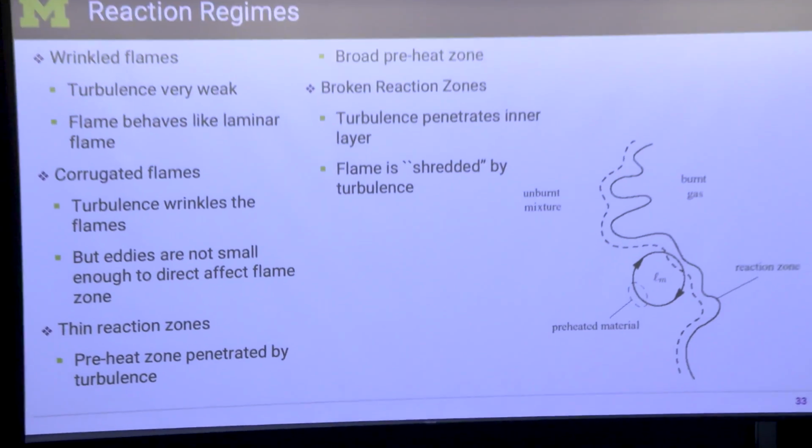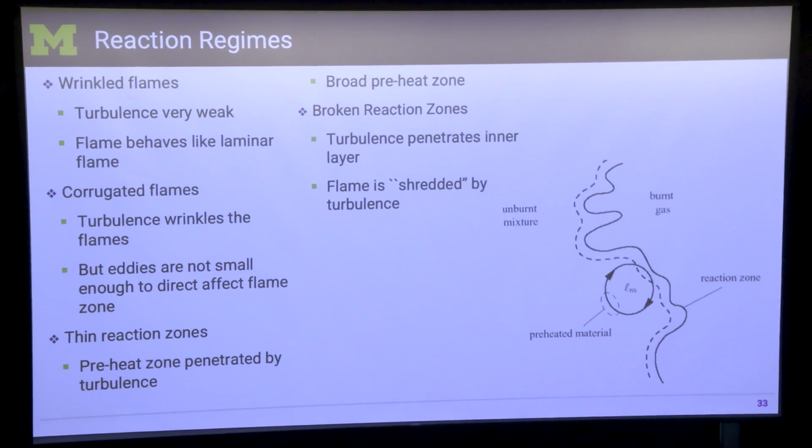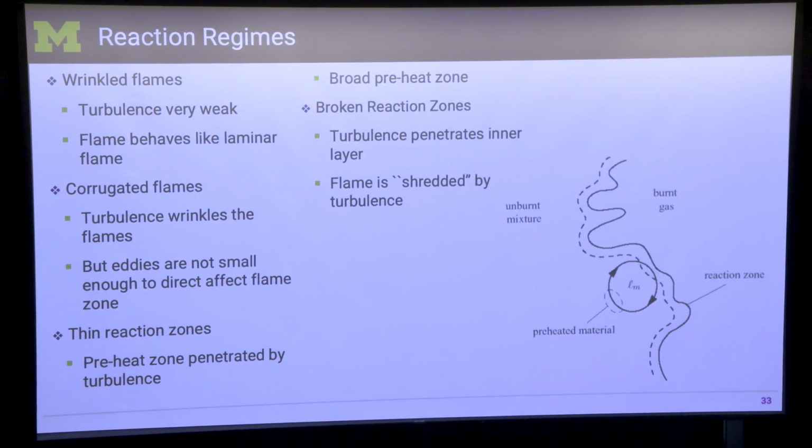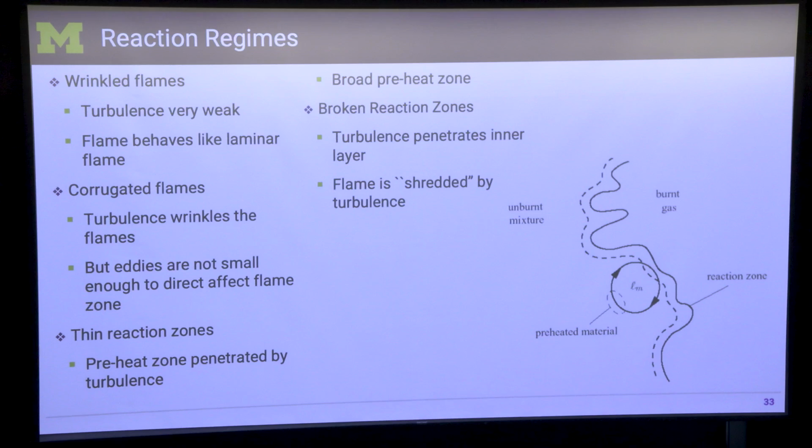Each one of these regimes has a particular name, and there are different things that happen in each. You can think of all of them using that picture on the right-hand side. So you have some flame, which is the reaction zone that's written there. In front of the reaction zone lies the heating zone, the preheating zone. And in front of the preheating zone is the unburned mixture. After the reaction zone sits the burned mixture.